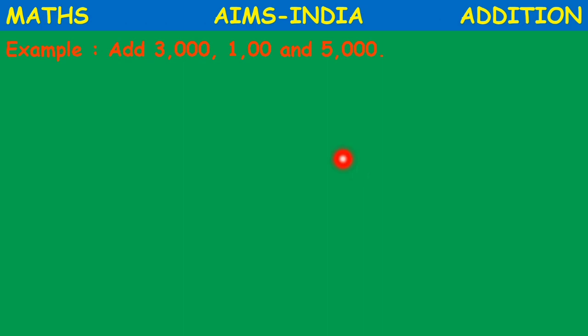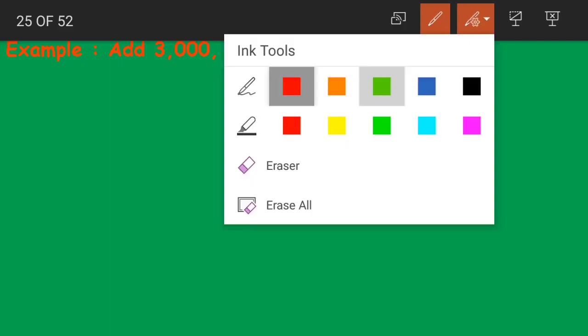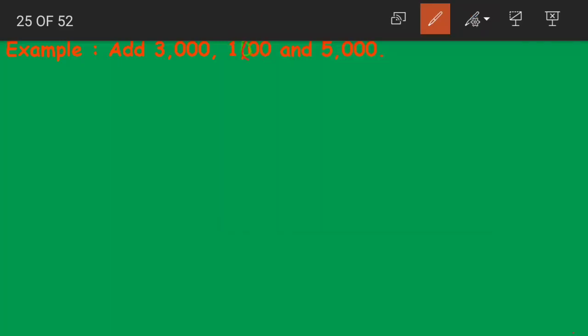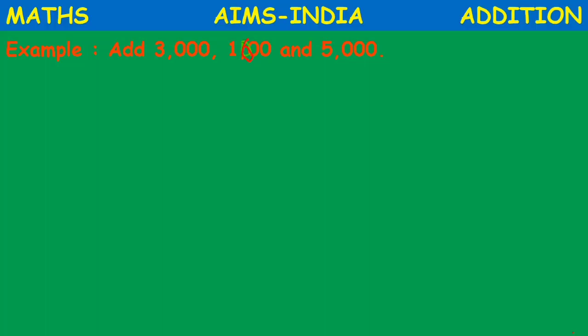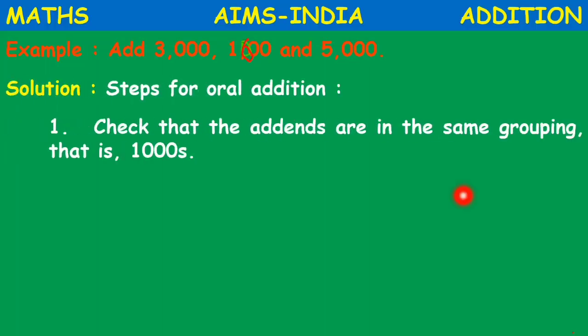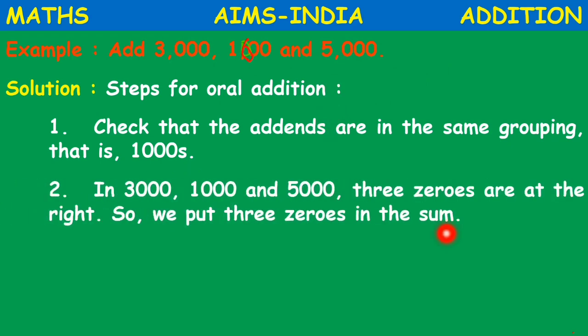Another example. Add 3000, 1000 and 5000. Again, what will the first step be? Check the addends are in the same grouping, that is thousands. Yes, children, all the 3 numbers are thousands. See, how are we reading it? 3000, the next number 1000, the last number 5000. So all the three numbers are thousands.